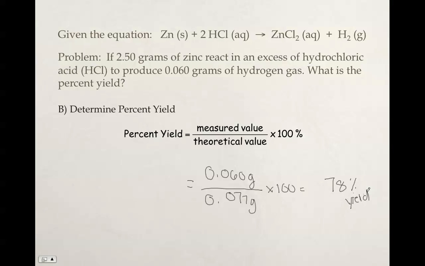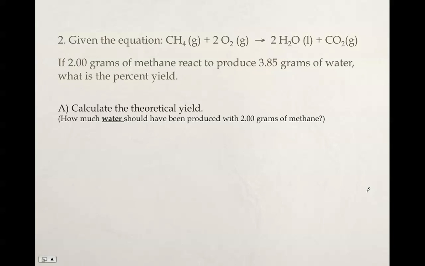If you feel comfortable with this, go ahead and complete this next problem. We're going to see that it's very similar. Just note that we're looking for the percent yield of water. So we have 2 grams of methane, that's the reactant we're using, and it ends up producing 3.85 grams of water. So remember to calculate the theoretical yield of water, and then compare that using the percent yield calculation. When you pause it, try it out, and then you can come back and compare.